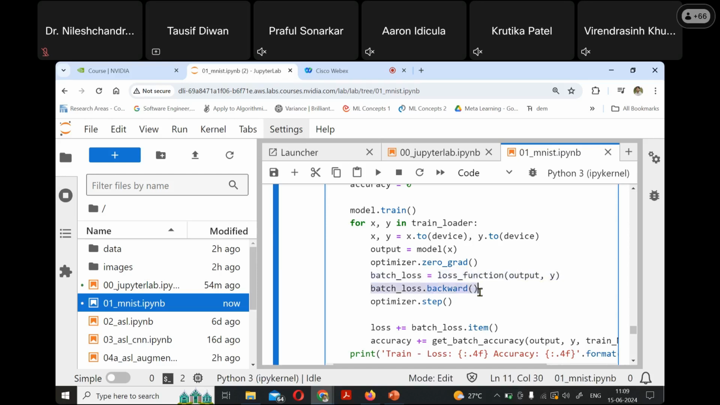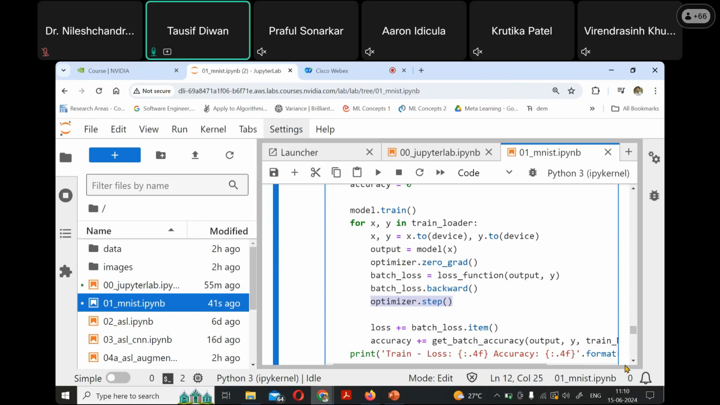Then the backward pass. So the gradient is backpropagated from the loss function to the initial layers. This is the third step. And the last step is the parameter update, optimizer dot step. So a total of 4 steps are there in backpropagation. One is the forward pass, in which we compute the output of each and every neuron. Second, computing the loss function. Third, computing the gradient of the loss function, like partial differentiation of the loss function with respect to every free parameter, and then last one, updating the parameters.